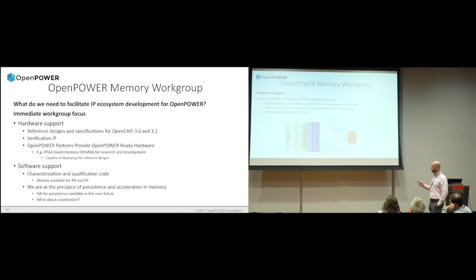But we need to have some sort of hardware support, right? We need to have the reference designs to support the OpenCAPI 3.0 and 3.1, verification IP, OpenPOWER partners that can provide OpenPOWER ready hardware. We've already seen a lot of stuff being developed, right? Software support, right? I'm a hardware guy. I want to get more people involved on the software side of things, right?